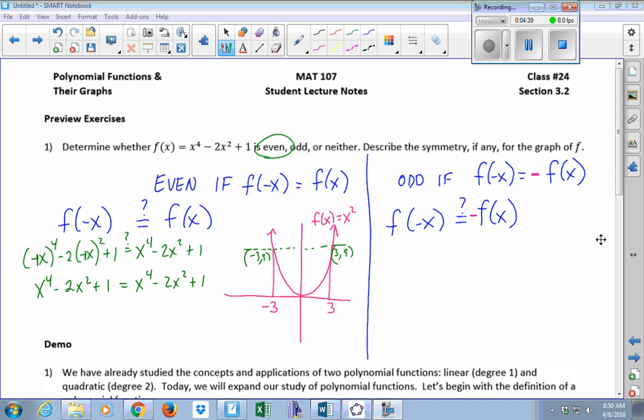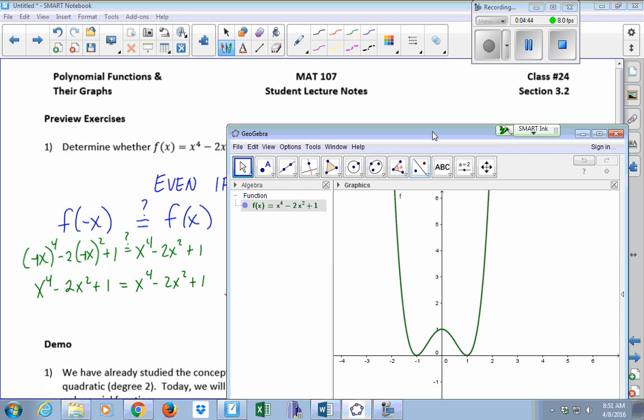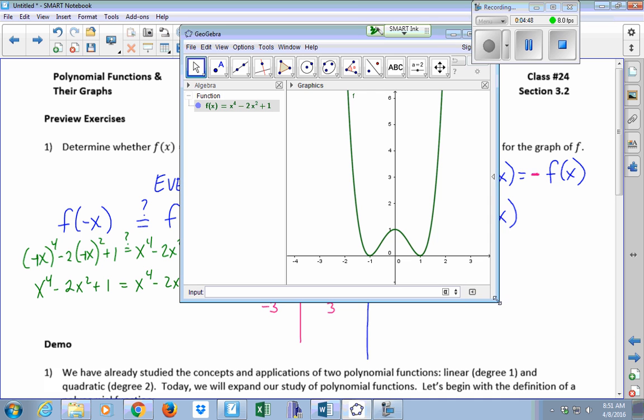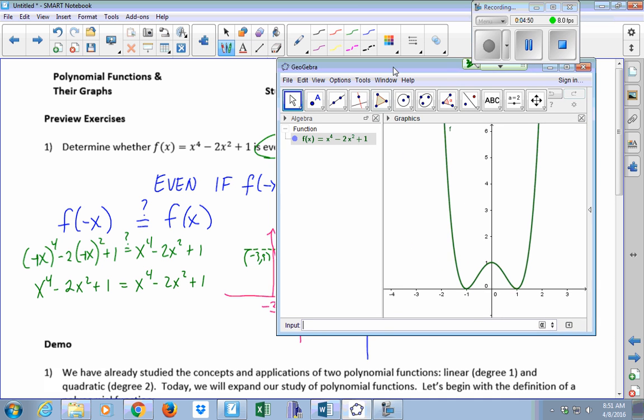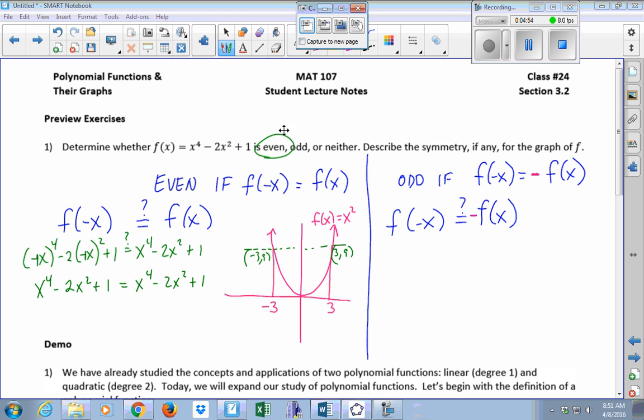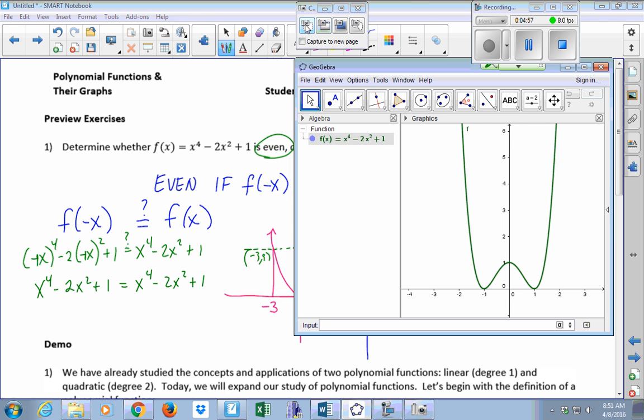All right. Now, I did a little picture here for you of this function in GeoGebra. I just threw it into GeoGebra, which is such a neat little program for getting a picture of these things. Let me come back here. So let's take this, get out of my way.